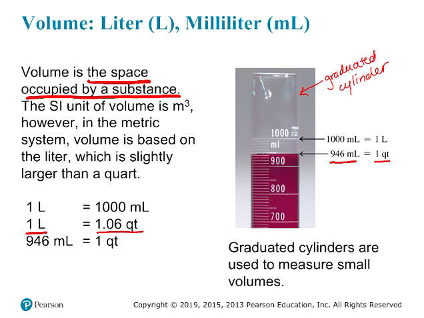And then later on we're going to talk about prefixes. So prefixes will increase or decrease the size of a unit. So for instance, there are 1,000 milliliters in 1 liter. So a milliliter is a lot smaller than a liter.